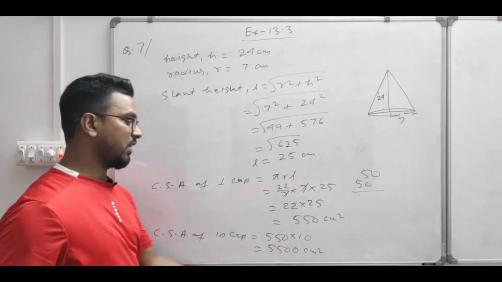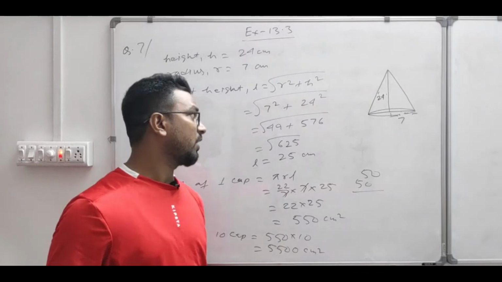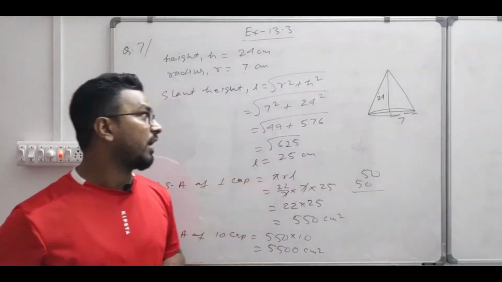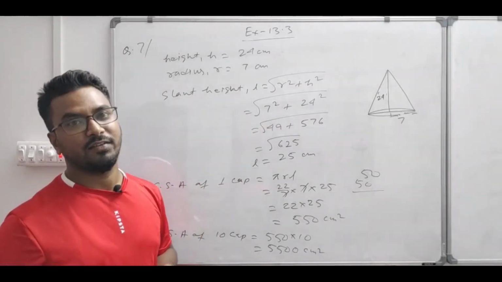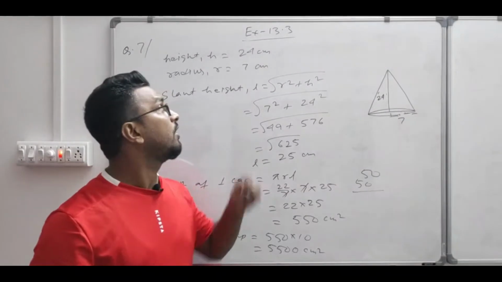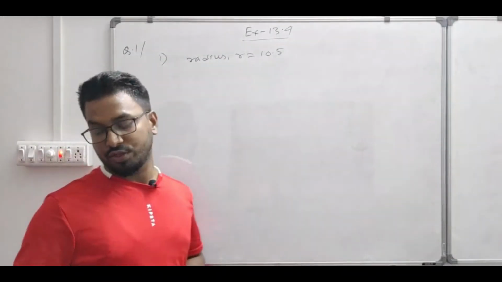Okay. So this much area will be required to make 10 such caps, if the height is 24 and the radius is 7 centimeter. Okay. So next we will discuss exercise 13.4. So 13.4 question number 1 is given.